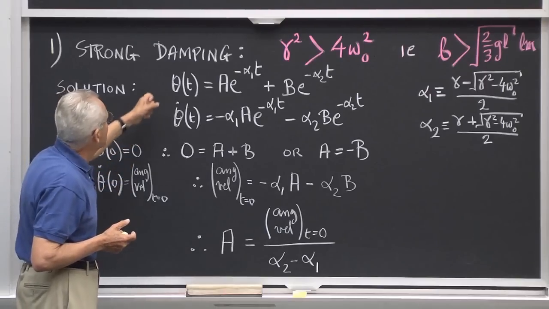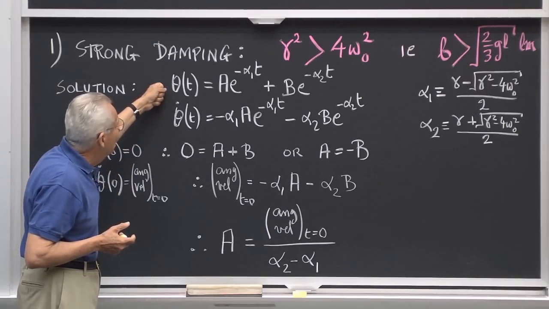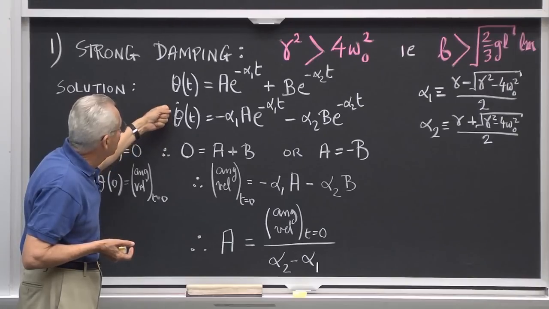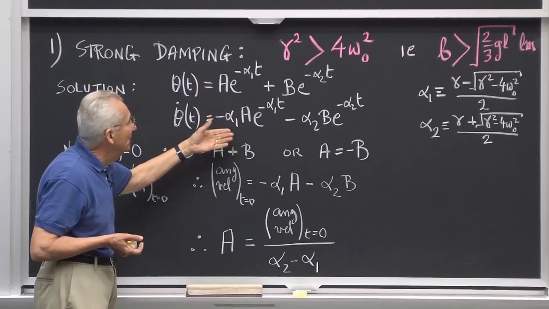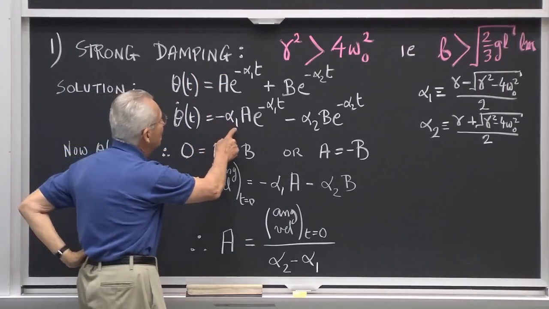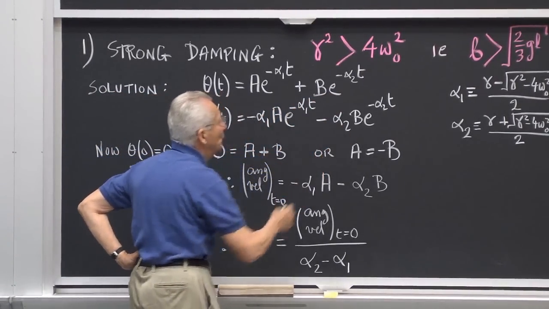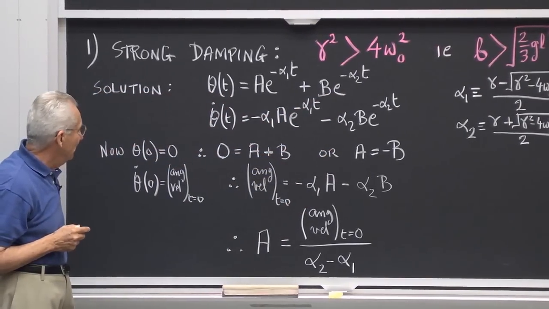Okay, if this is theta of t, then of course the angular velocity theta dot of t, just differentiate here, and I get minus alpha 1 A e to the minus alpha 1 t, minus alpha 2 B e to the minus alpha 2 t.